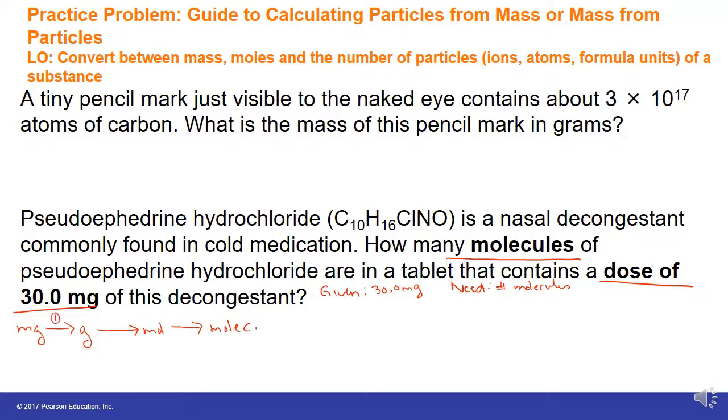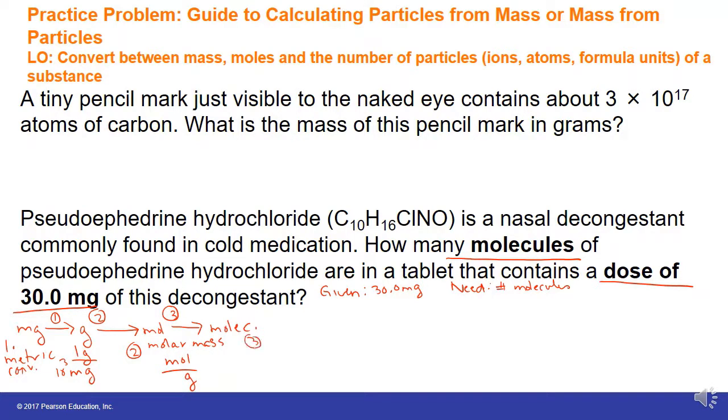So we have 3 steps here, and at each step we're going to have a different conversion factor. The first one is a metric conversion, milligrams to grams, and we need grams on top and milligrams on the bottom. So we know it's 10 to the 3 milligrams per 1 gram. Number 2, we need to get from grams to moles, and here we're going to use the molar mass and put moles on top and grams on the bottom.